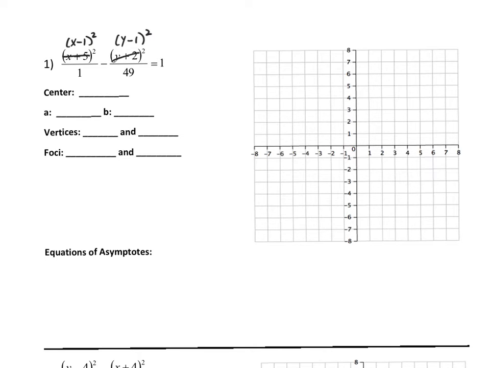So let's analyze this. We see that the x comes first. Therefore, we're going to have a horizontal hyperbola, because the x squared term comes first. So it's helpful to write that down for sure.